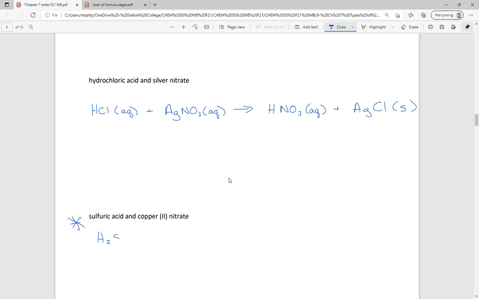Last one, sulfuric acid and copper 2 nitrate. Solutions, that's why they're both aqueous. Practicing this double displacement reaction, so it'd be HNO3, swapping anions and cations. Don't know the state on that one yet. And then copper 2 sulfate. When I take a look at this one and follow through on my solubilities chart, that one's going to be aqueous and this one's going to be aqueous.